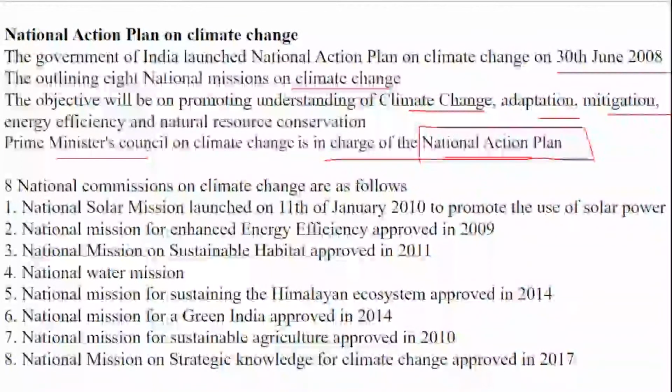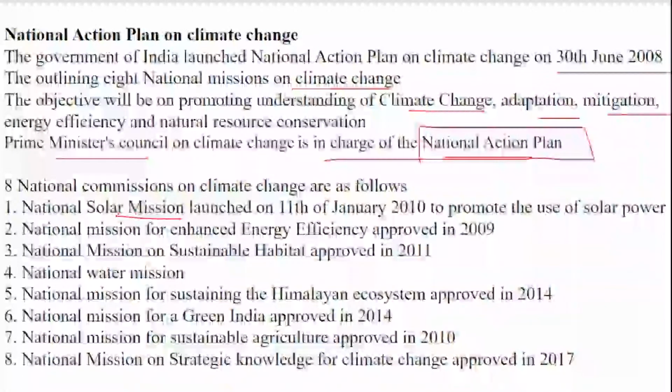Now on these 8 missions, earlier the questions were about the missions, but now the questions are from the interior part. For example, these are the 8 missions, which is the odd man out, what are their dates, what are they approved for, what exactly is it about.